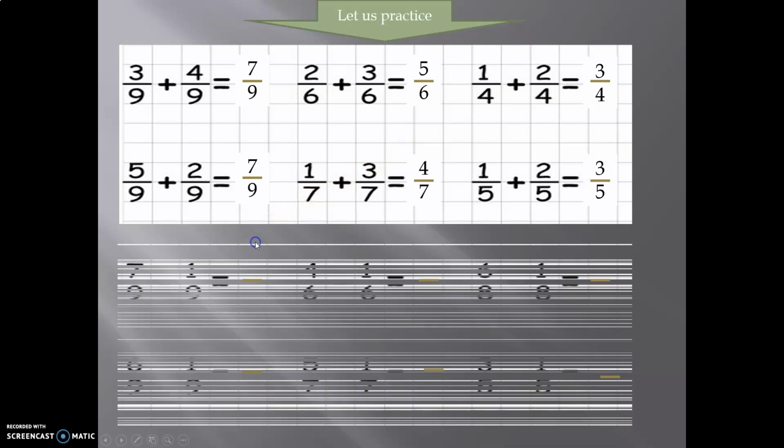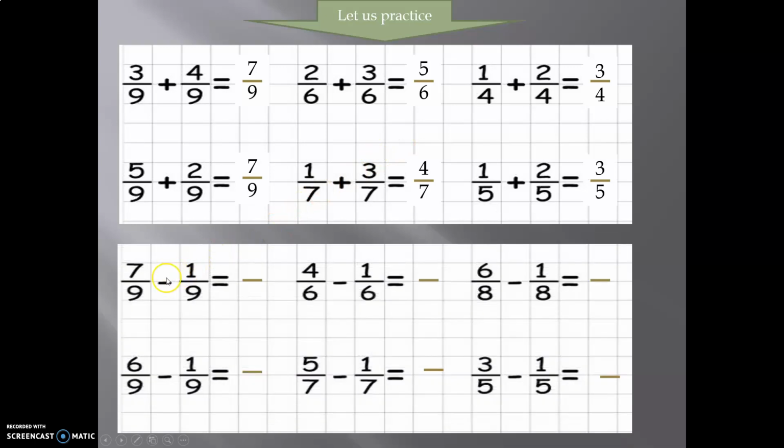Now let's practice more with the minus. And take care, I'm going to work with like fractions. Very easy, Miss Sarah. Like fractions means my answer should have the same denominator. And 7 minus 1, from KG, it is 6. So I will write 6 up, but down I know 9, 9, 9. So 6 out of 9.